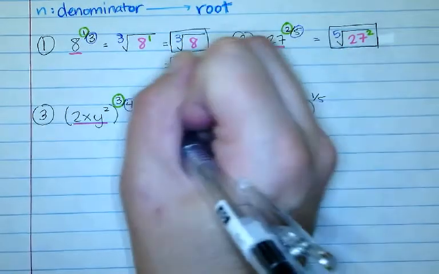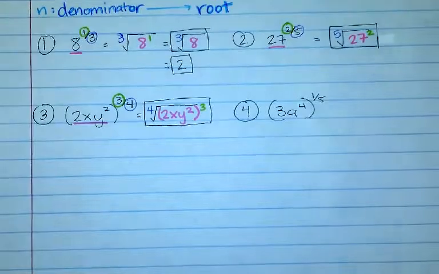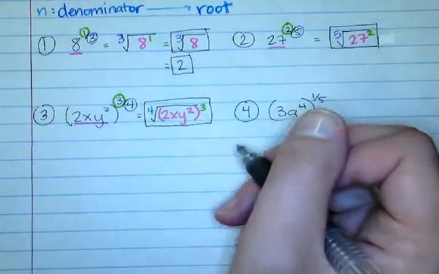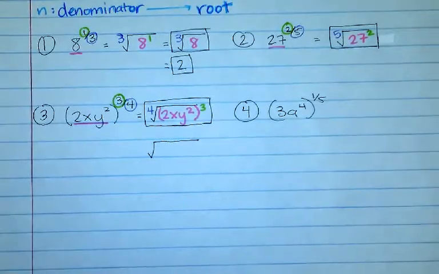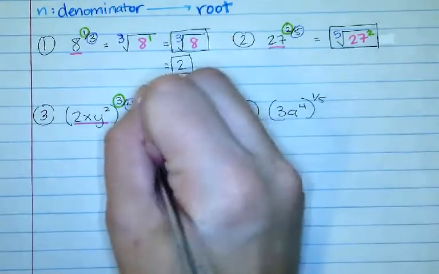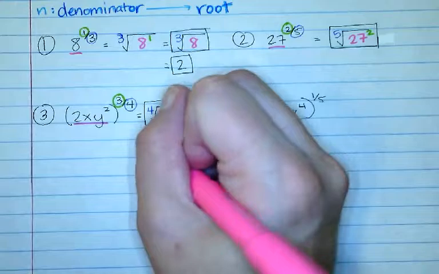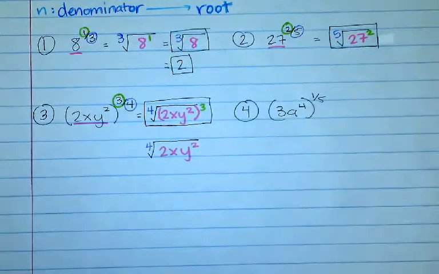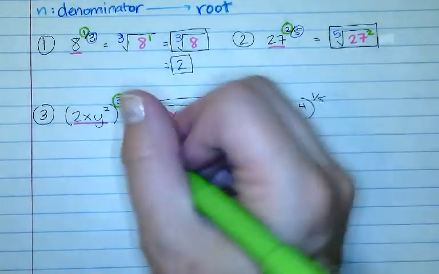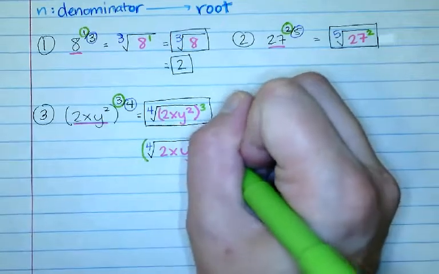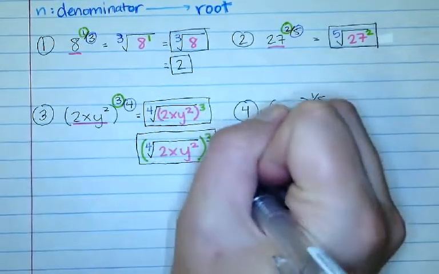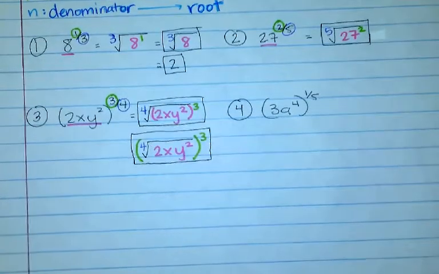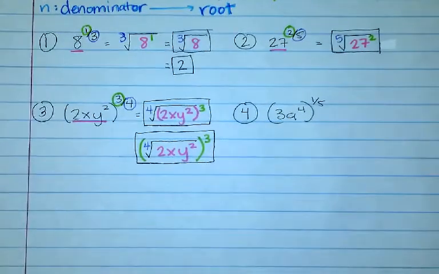Now, I do want to tell you, this one could actually be written a couple ways. And so I just want you guys to be aware of this. You could write this one as the 4th root of 2xy squared, and then you could raise the entire thing to the 3rd power as well. These both represent the exact same thing. We can raise it all to the 3rd power, or you can just do it underneath the radical. Do y'all feel good about that? It can be either way. Those are the same thing.